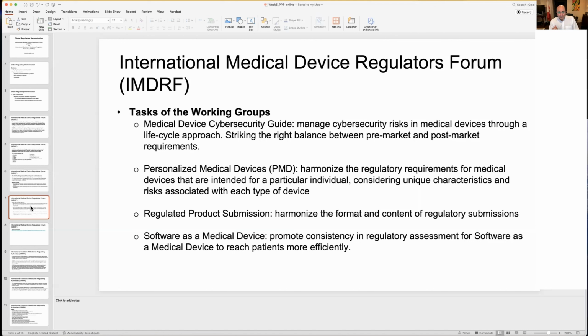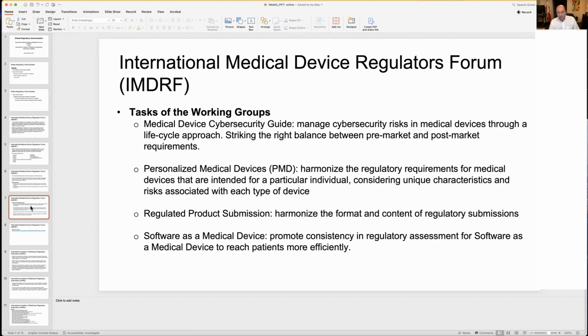We also have another working group, which is called Regulated Product Submission. What they do is harmonize the format and content of regulatory submission. So don't forget that when we talk about harmonization, we are looking into a way that all of the participating countries are going to work on the same standards. This is harmonization in between countries. And here, this working group has, I would say, the responsibility to look into harmonizing the format and content of the submissions for the registration of medical devices.